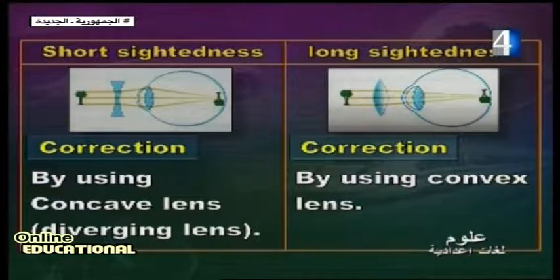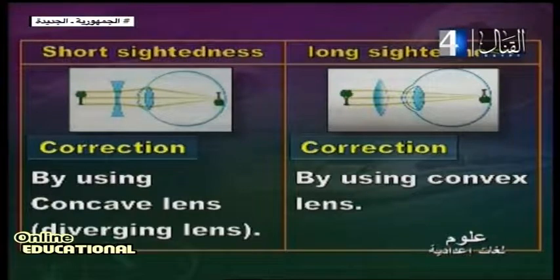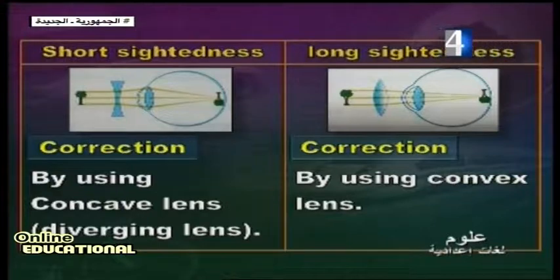So, the most important point, how to correct short-sightedness and long-sightedness. Short-sightedness is corrected by, yes, concave lens to diverge light rays and form image on the retina. And in the case of long-sightedness, we use convex lens. Why? Because it converge or collect light rays and form image exactly on the retina. To be clear, of course.